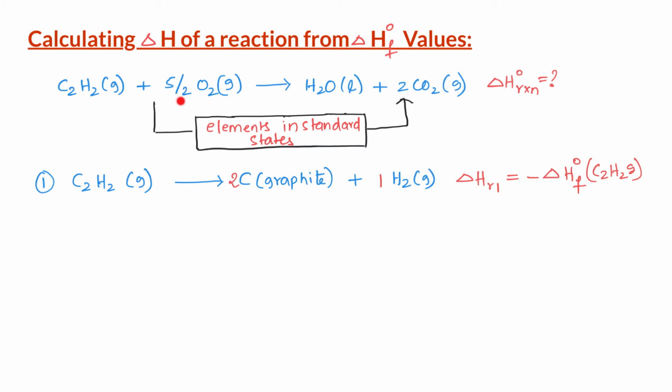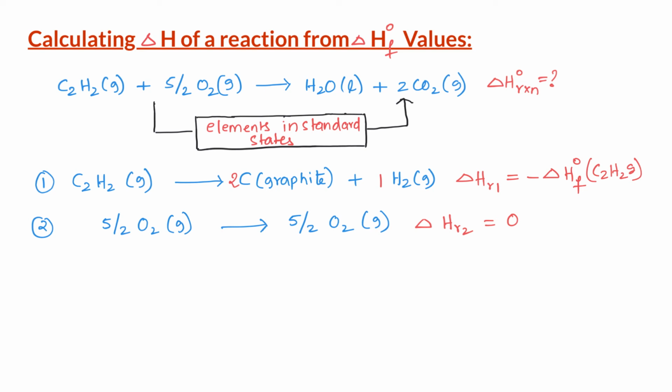The next reactant is O2 gas. O2 is in its elemental form and already in its standard state, so we don't have to conduct any reaction. Let me just write down 5.5 moles of oxygen gas gives 5.5 moles of oxygen gas. Since there is no reaction happening, the delta H for this reaction would be 0. Now all the reactants are converted into their respective elements in their standard states.